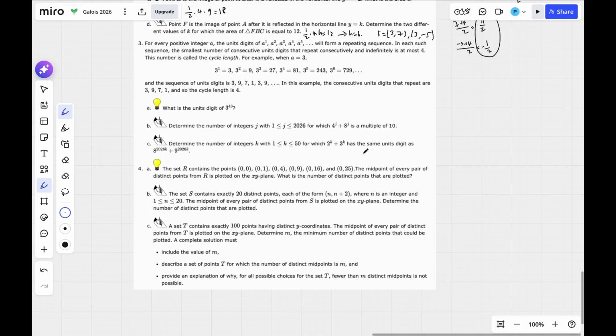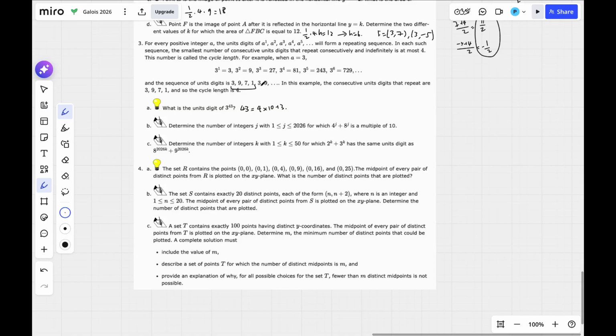So now we have problem 3. For every positive integer a, the units digit of a squared, a cubed, and so on will form a repeating sequence. In each sequence, the smallest number of consecutive units digits that repeat consecutively and indefinitely is at most 4. This number is called the cycle length. For example, when a equals 3, the sequence is 3, 9, 7, 1, and so on. For a, what is the unit digit of 3 to the power of 43?